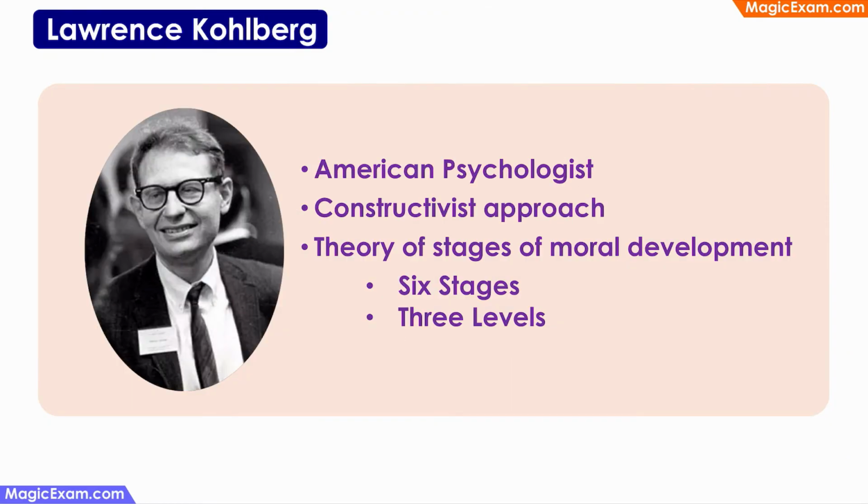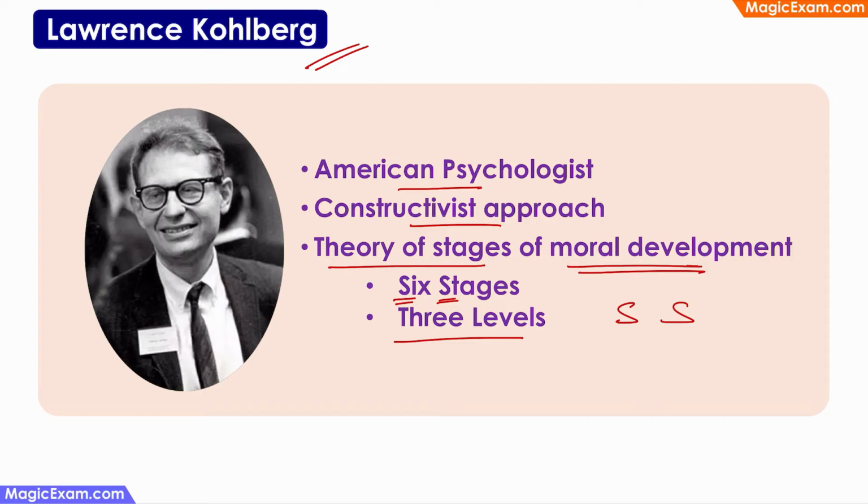Next, let us discuss Lawrence Kohlberg. So Lawrence Kohlberg was an American psychologist. He was a follower of the constructivist approach, and he is well known for his theory of stages of moral development. And to remember this theory, you can use this shortcut, that is SS, because usually students get confused on how many stages were there and how many levels are there in this theory. So you can say that there were 3 levels and in each level there were 2 stages. So there were 6 stages in the theory of moral development. So SS.